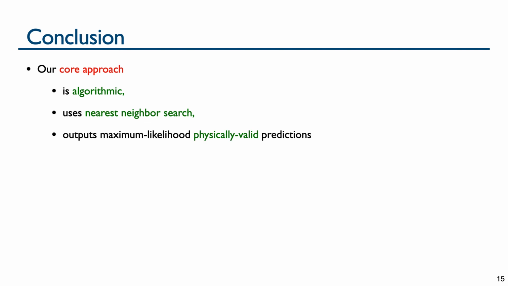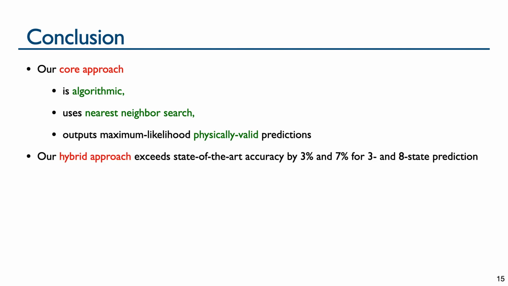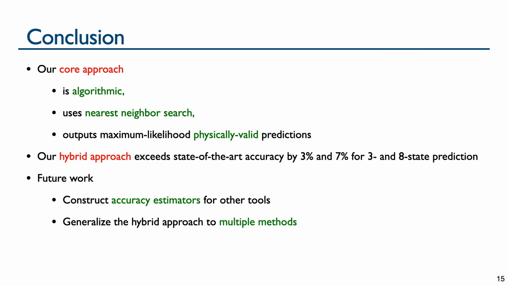In conclusion, our core approach to secondary structure prediction is algorithmic and uses nearest neighbor search over a metric space, and in contrast to other methods, outputs maximum likelihood physically valid predictions. The hybrid approach exceeds state-of-the-art accuracy by 3% for 3-state prediction and 7% for 8-state prediction. This opens up several lines of investigation for future work, such as constructing accuracy estimators for tools besides Nnessy and generalizing the hybrid approach to accommodate multiple methods beyond the current version, which hybridizes just 2 methods.